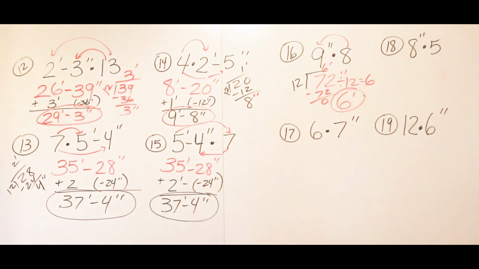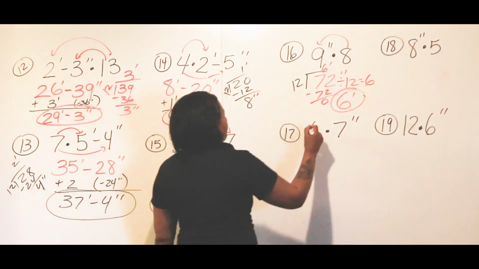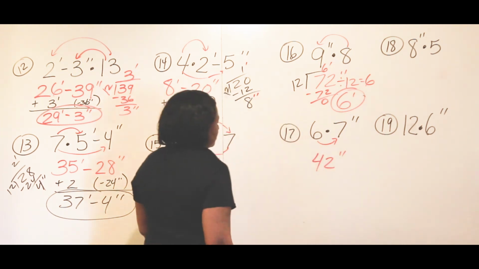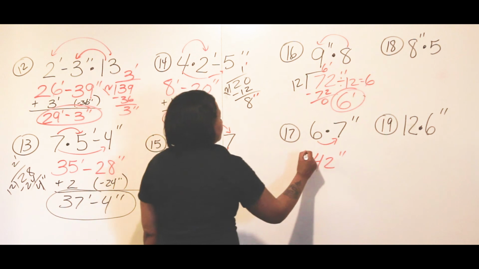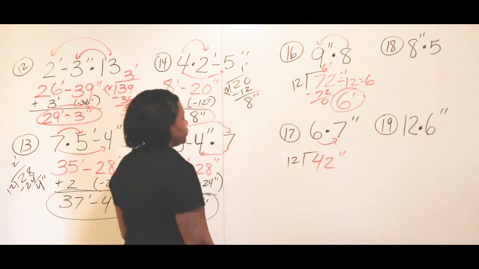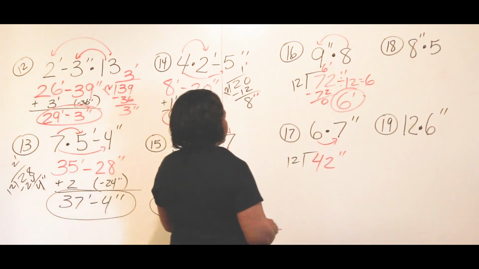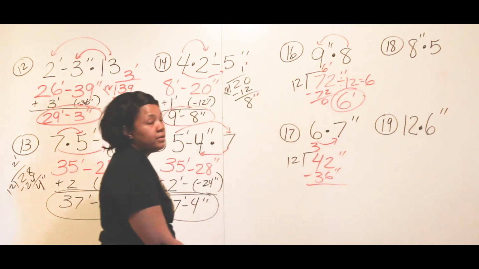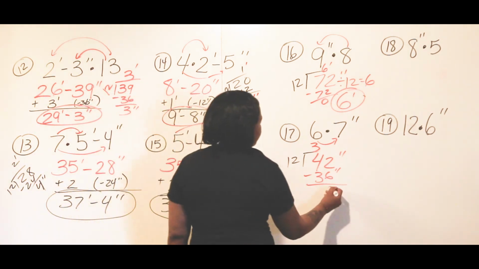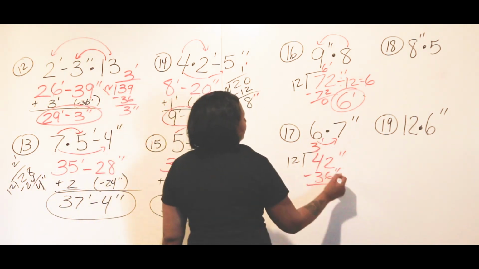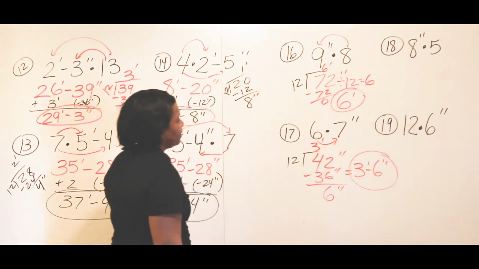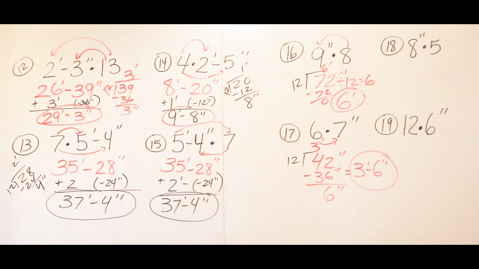Number 7, 6 times 7 inches. 42 inches. We got 42 inches. Inches to feet, we divide by 12. How many 12s can you get out of 42? 3. We subtract 36 from that, we are left with 6. Final answer here, 3 feet, 6 inches. Bam. If you want to double check it, 3 times 12 is 36, plus 6 is 42 inches.